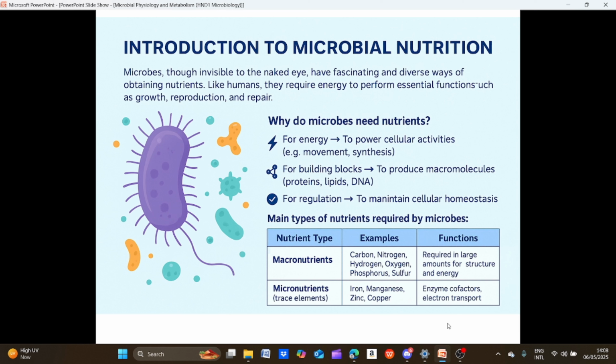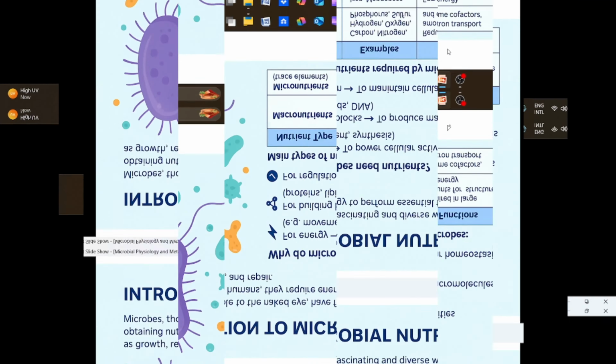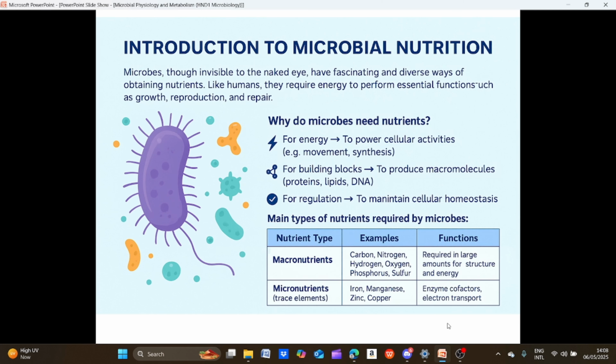Now, the next question should be, why do microorganisms need nutrients? What do they need those nutrients for? They need them for energy generation. For example, they use it to power cellular activities like movement, synthesis, growth, and reproduction, and some other things. Then they also need it for building blocks.